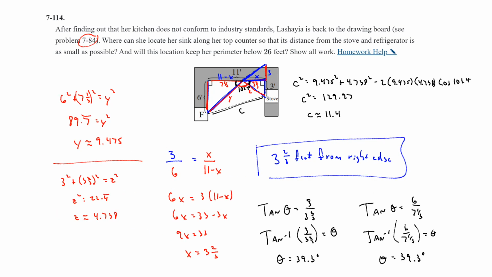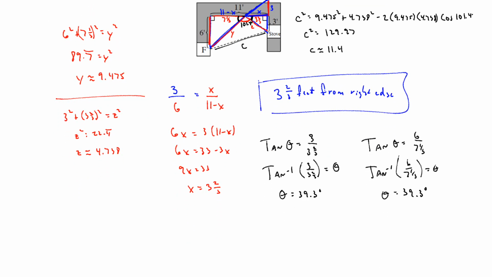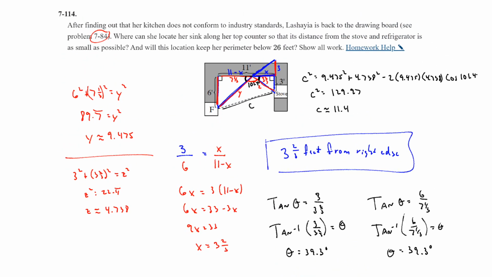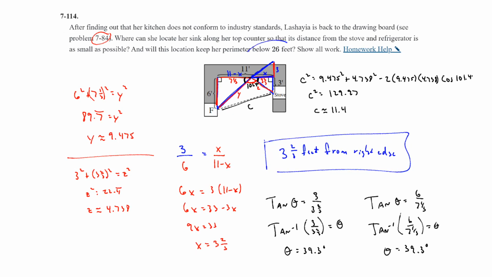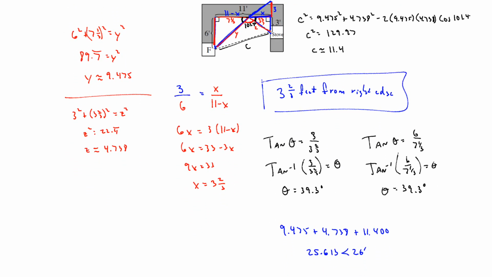And so now when you add up all the side lengths, we'll take the 9.475 plus the 4.738 plus the one we just found, which was 11.4. And you add all those up and you get 25.613. Remember, it was to be less than 26 feet, and it looks like it worked. So, will this location keep her perimeter below 26 feet? And the answer to that is yes. It will, just by a little bit, but it does work.